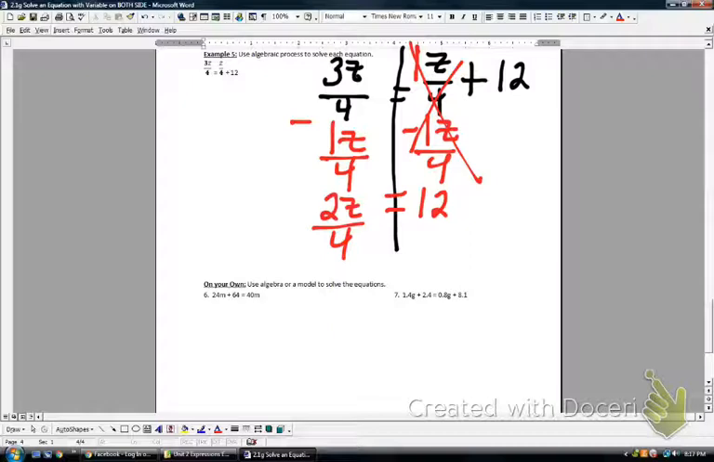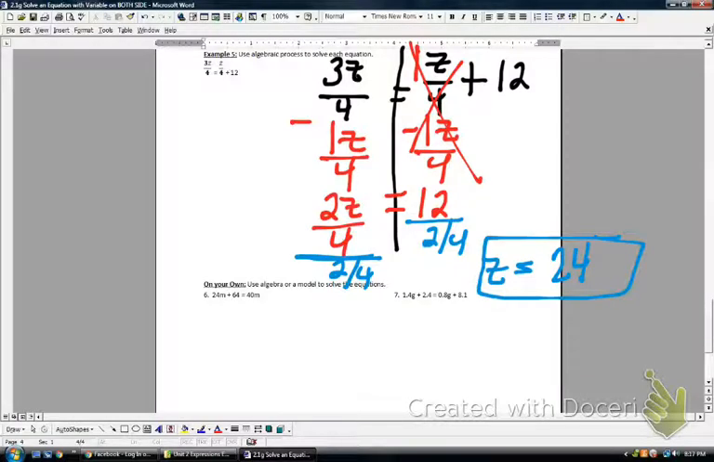Then to undo that, I have a number and a variable stuck together, so that means I'm multiplying. To undo multiplication, I divide. I'm going to divide this by 2 over 4, and I'm going to divide this by 2 over 4. I can use a calculator, but when I work through the math, z equals 24. It's kind of hard with fractions, but remember we can use a calculator. It is no different than anything that we've been doing. It just seems complicated because of the fractions.